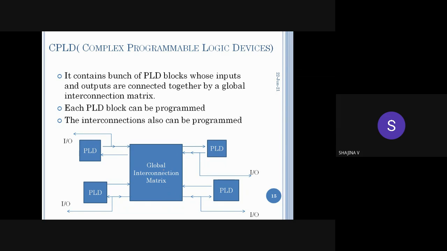Okay, and these PLDs are interconnected using a global interconnection matrix. So there will be a global interconnection matrix through which we are interconnecting these PLDs. So we can program these interconnections also. Actually, here we can say we have 2 levels of programmability. That is, we can program each PLD individually, and we can program the interconnections. This global interconnection matrix consists of some interconnection points, so according to our requirement, we can change the interconnections also.